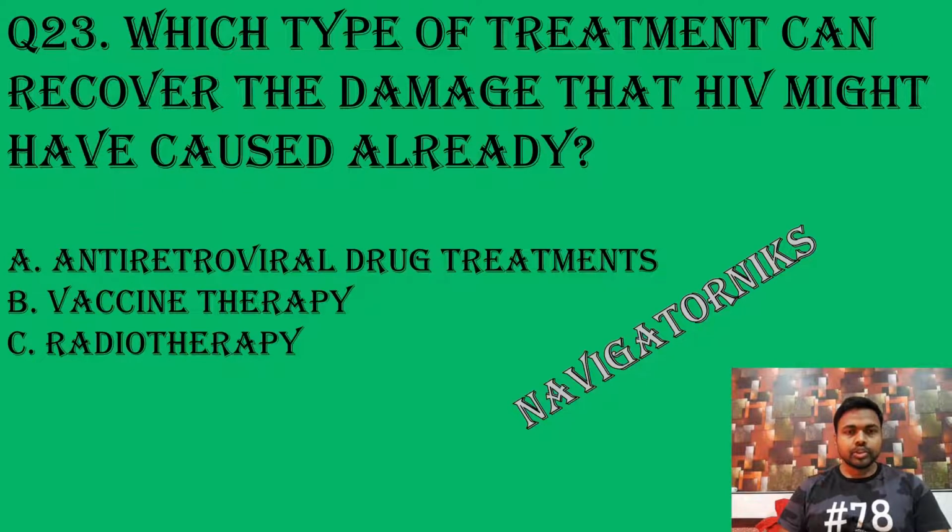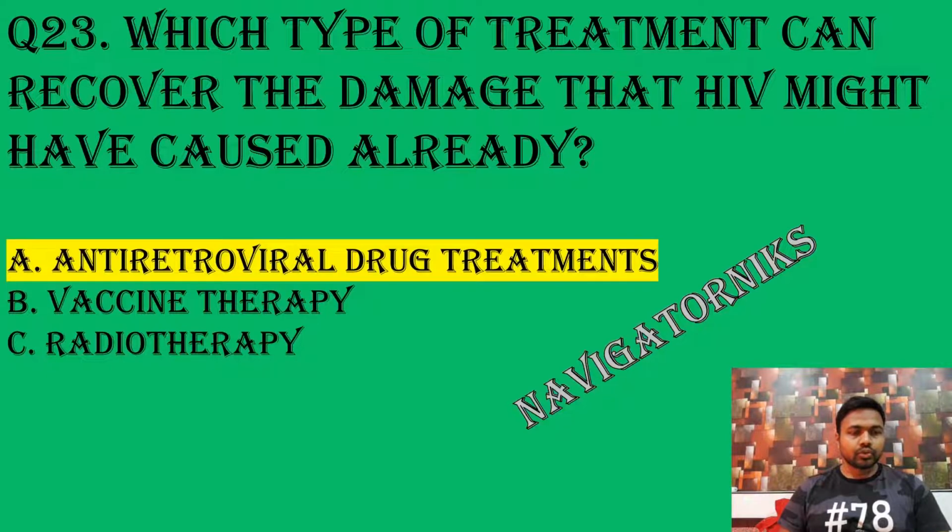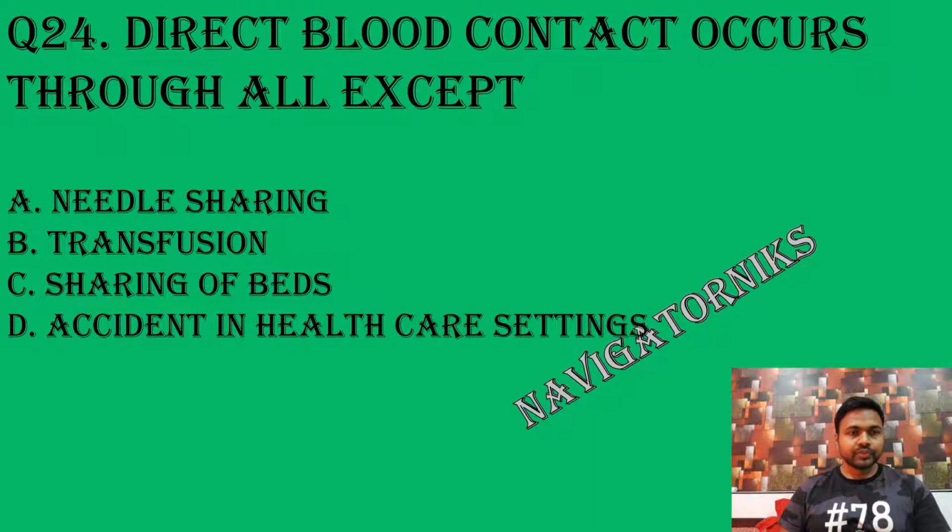Number 23. Which type of treatment can recover the damage that HIV might have caused already? Option A, antiretroviral drug treatments. B, vaccine therapy. C, radiotherapy. And the correct option is option A, antiretroviral drug treatments.